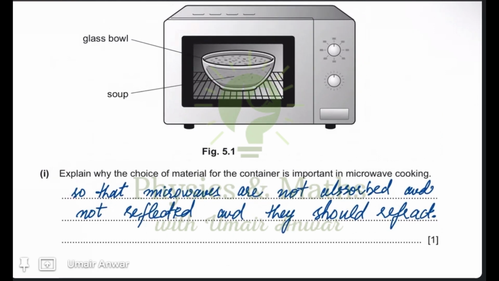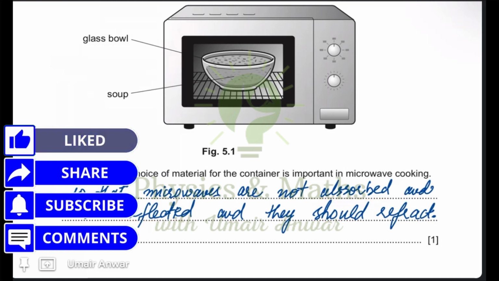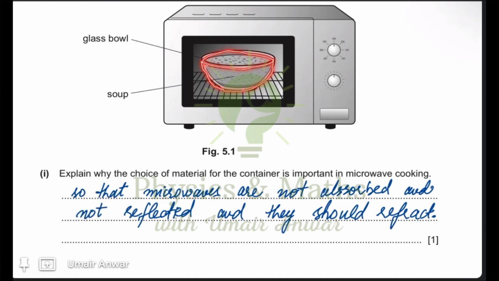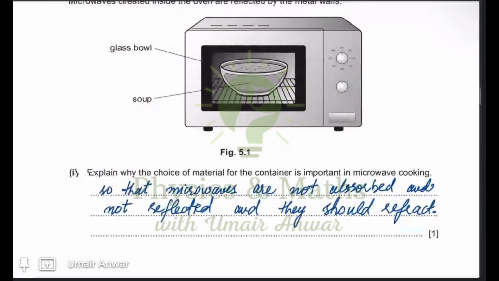And if they are absorbed in the material or reflected by the material, then obviously the phenomenon of cooking or heating up cannot take place. So this is the glass material which was used here. It is a material which can refract the microwaves so that they can reach the soup and heat it up, and it itself should not absorb the microwaves in a large quantity so that heat is not wasted.